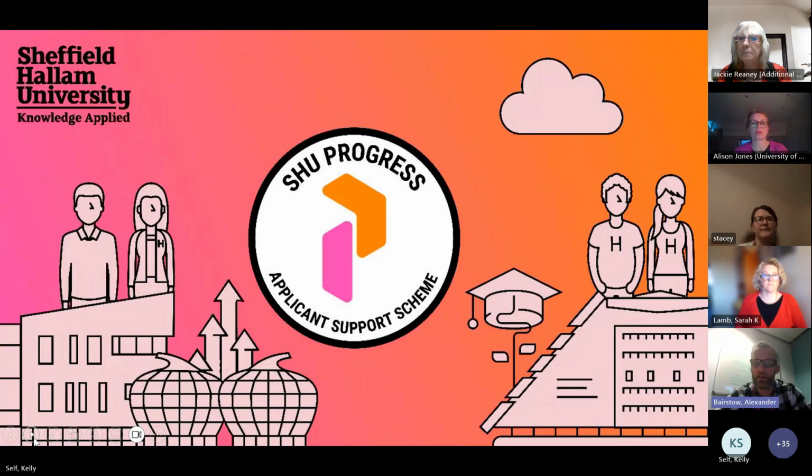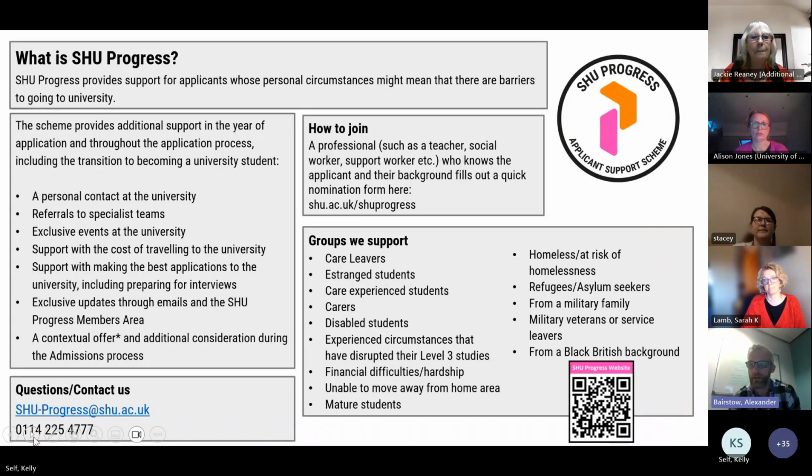Both of our university partners, Sheffield Hallam University and the University of Sheffield, have specific schemes to support students from the application stage onwards. I'll talk about those one at a time. For any students applying to Sheffield Hallam University, the programme of support available is called SHU Progress. SHU Progress provides support for applicants whose personal circumstances might mean that there are additional barriers to going to university.